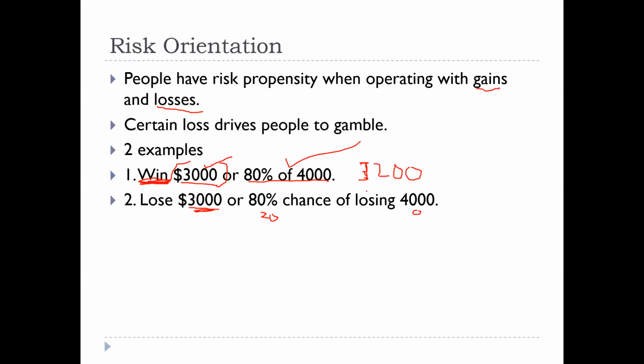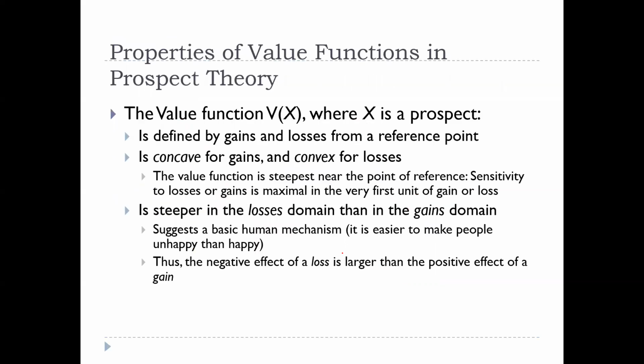And what do people pick? Well, in terms of expected utility theory, we would expect people to choose the option of losing the $3,000 with certainty, because that is the least amount of losses over time. But people generally take the gamble and are willing to take the risk of losing $3,200 in expectation, because they are thinking of this in terms of losses. And losses lead people to take more risky decisions.